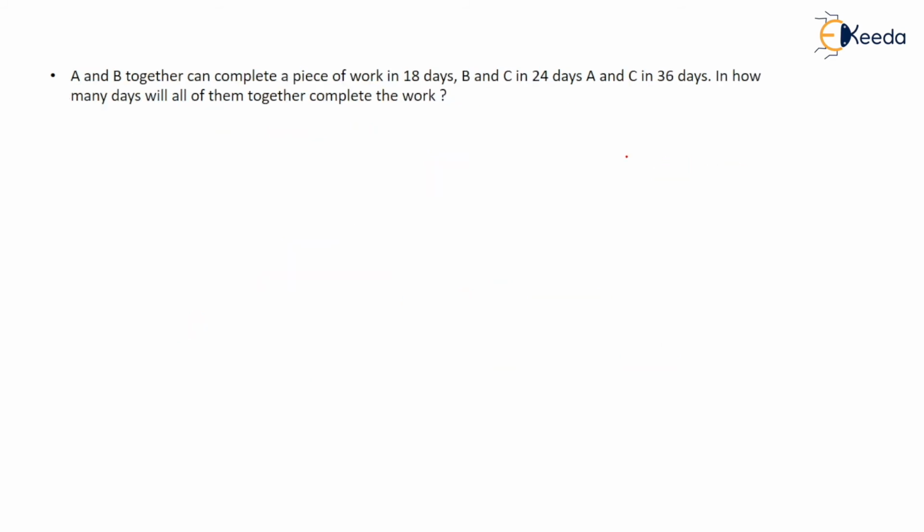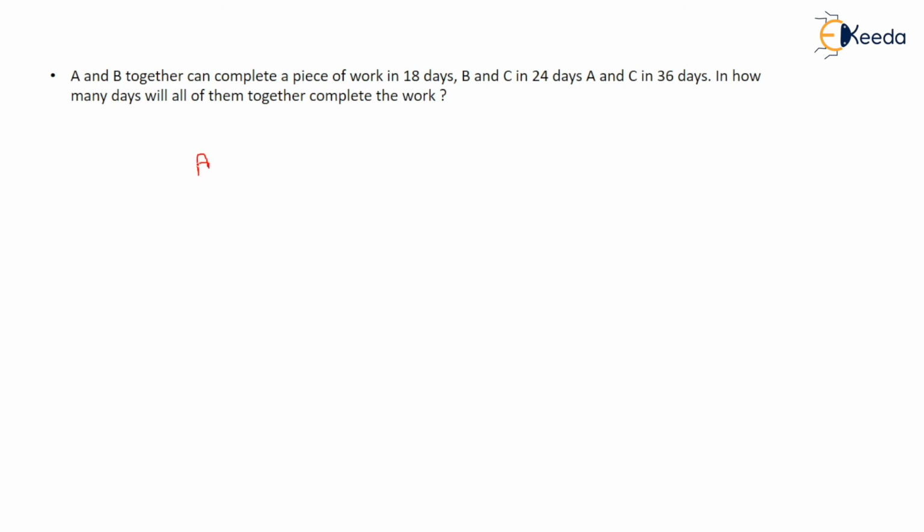Okay. Next question. It is a kind of same question. You have to try yourself first and then see the solution which I am providing you. A and B can complete a work in 18 days, B and C in 24 days, A and C in 36 days. In how many days will they all together complete the work?